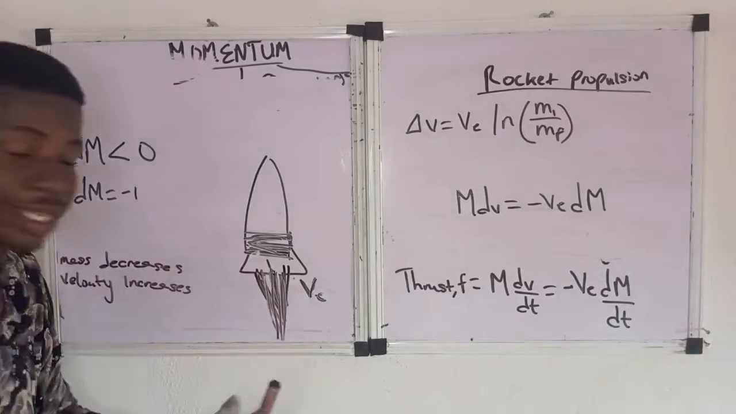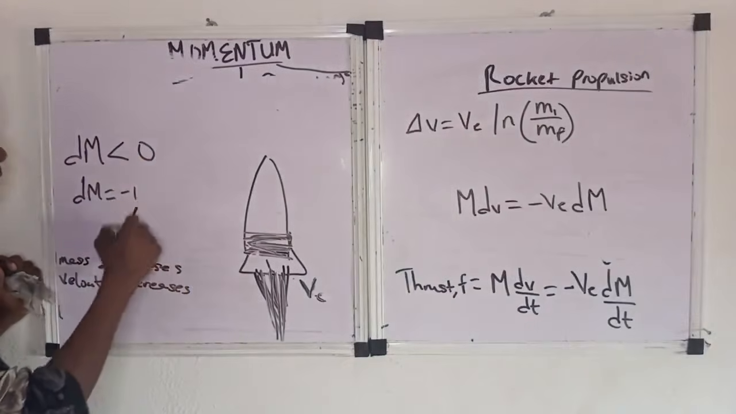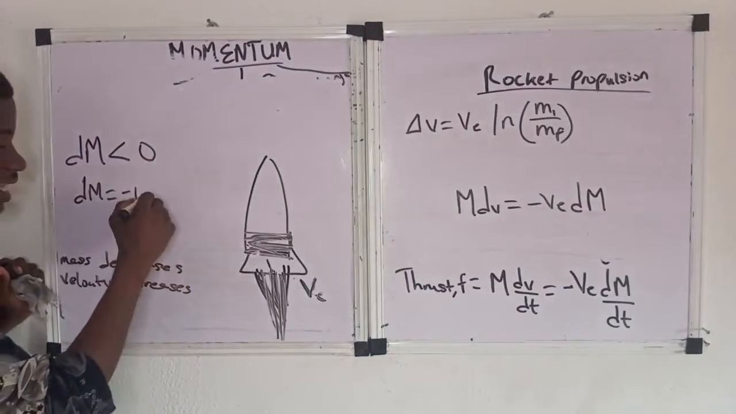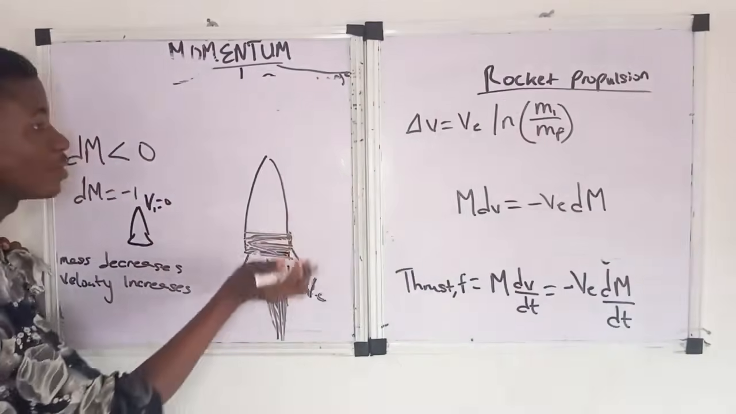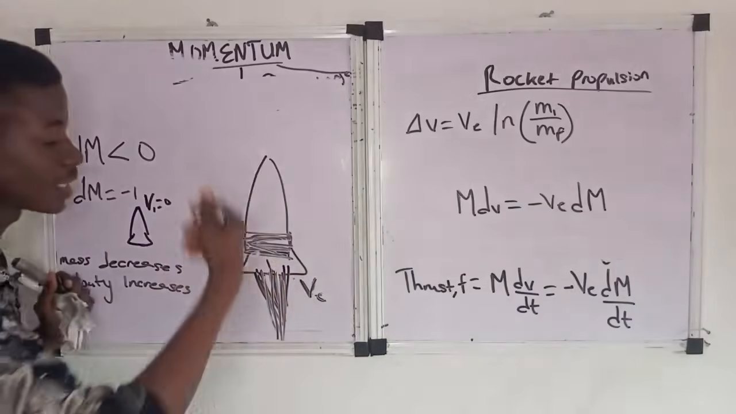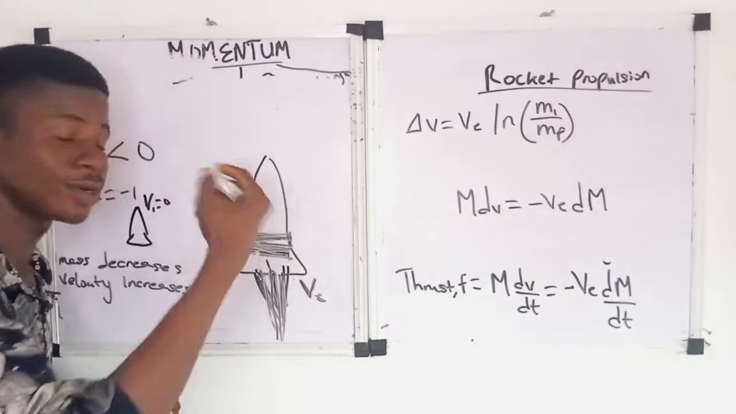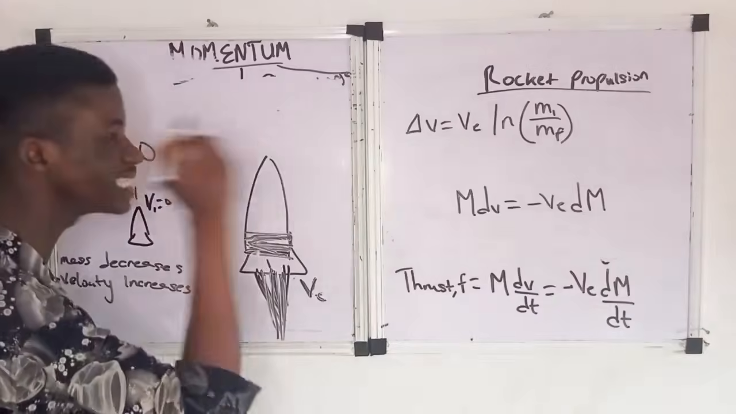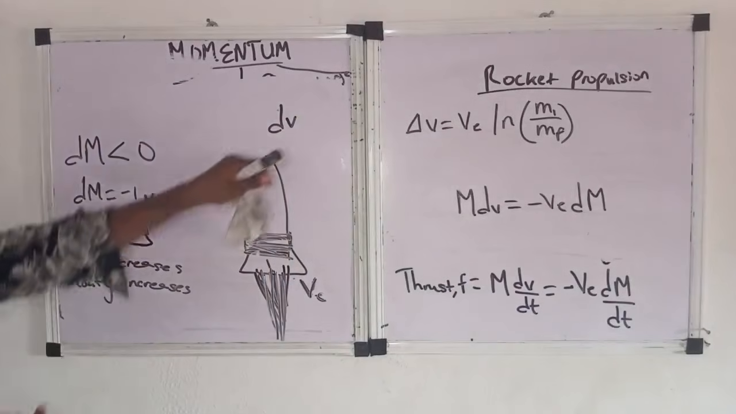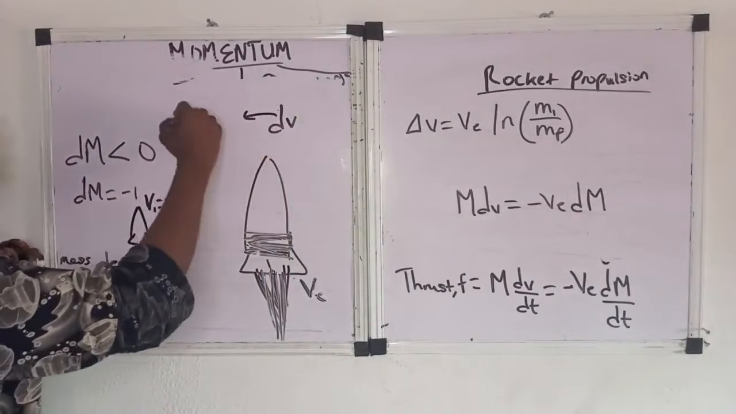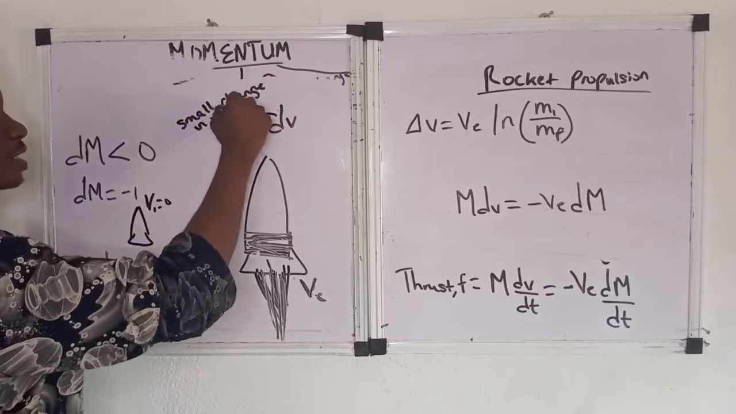Initially, when the rocket was not launched, the initial velocity is zero. Now once we launch the rocket and the fuel starts burning, the velocity of the rocket, which was formerly zero, will increase by dv. Now dv is a small change in velocity. This is very important.